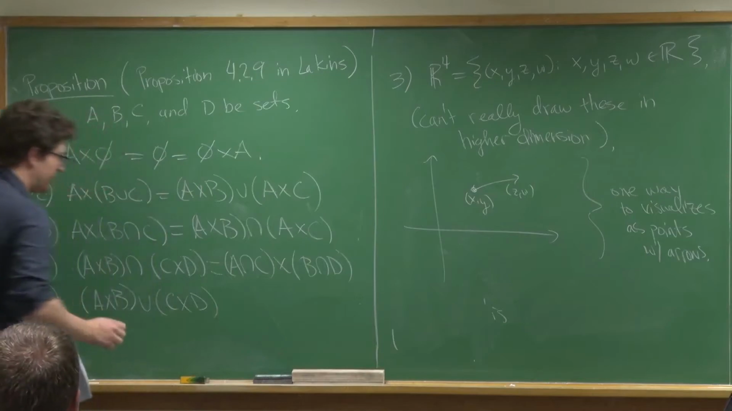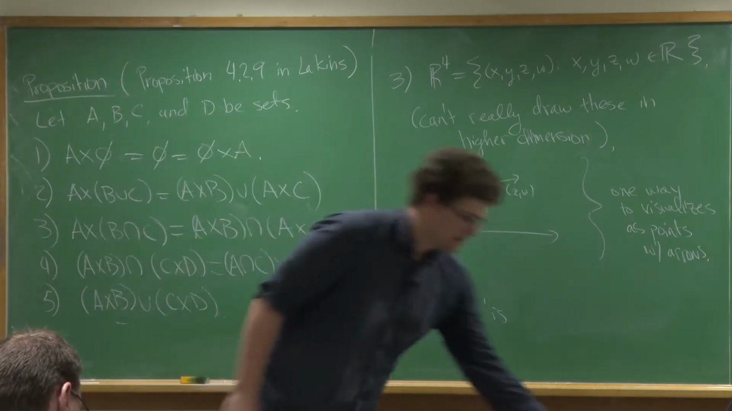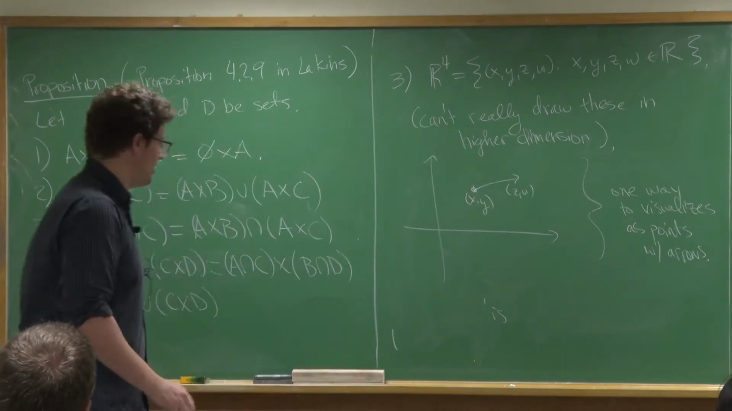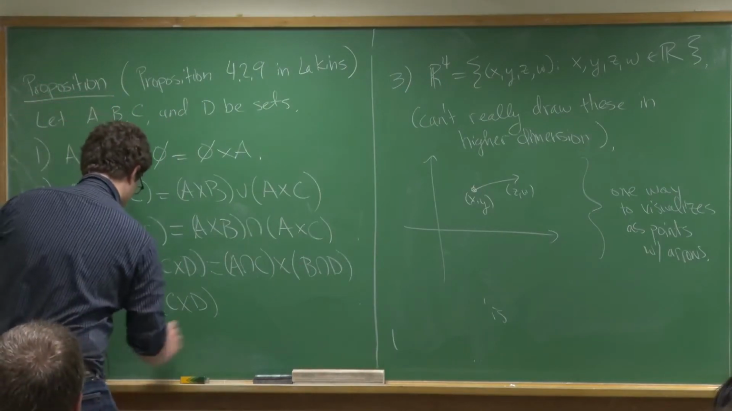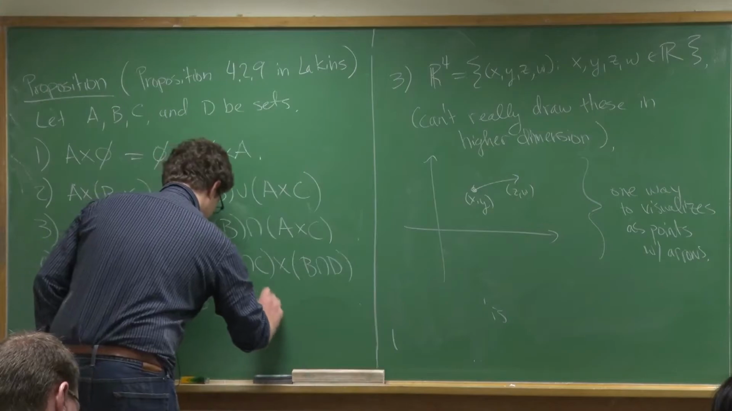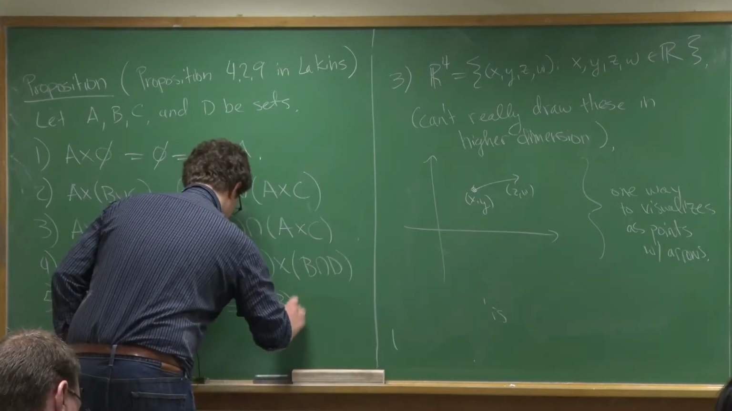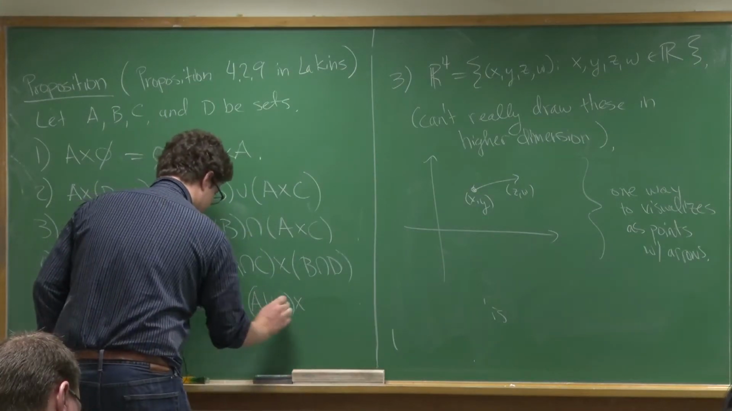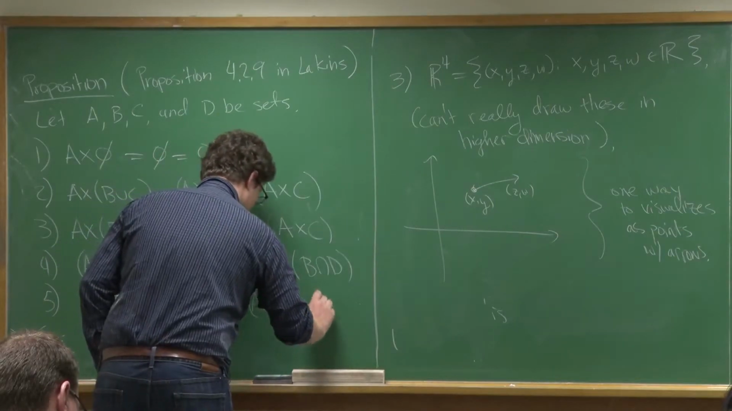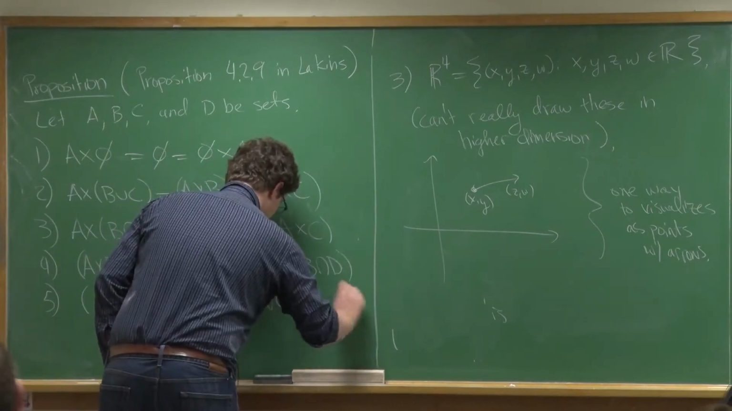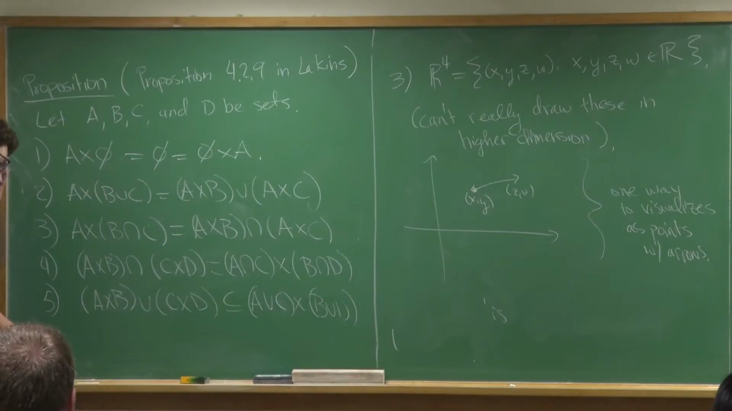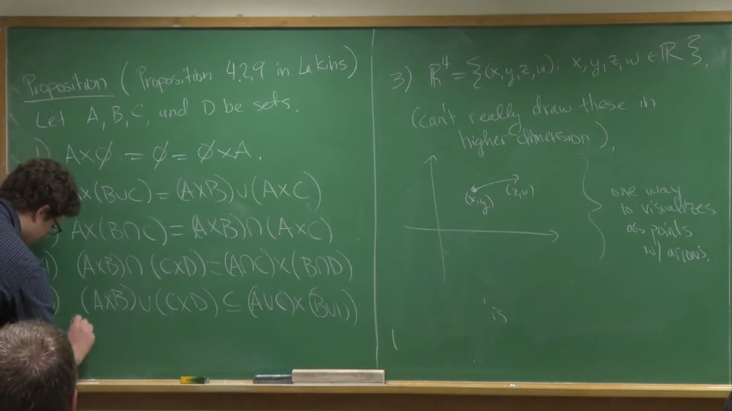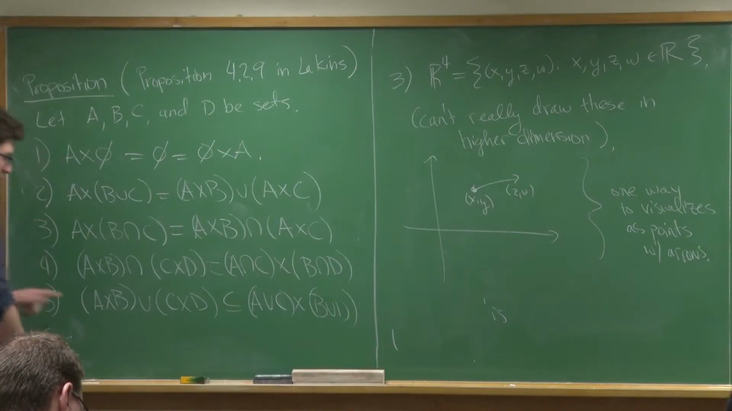Okay, so this one, you'd expect me to write maybe equals like I've been writing the whole time, but that's not true, right? This is (A union C) cross (B union D). So this is a subset here. We only have a subset. We actually don't have equality in general. Note that this is not equality on this one.